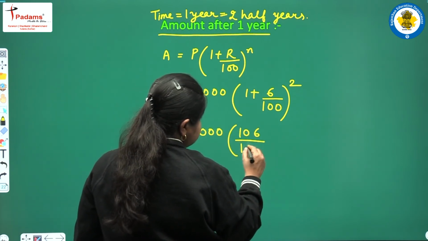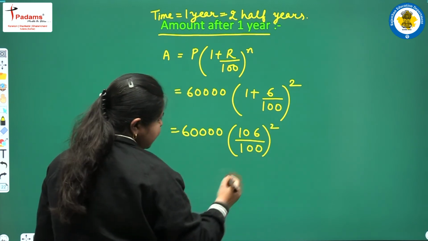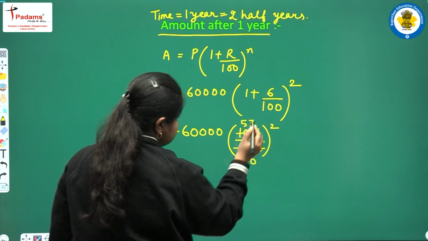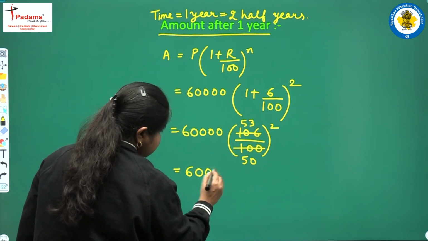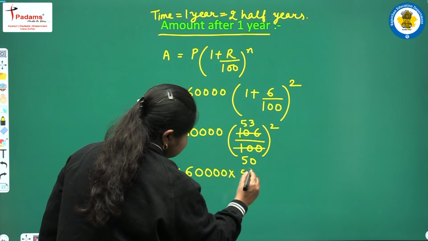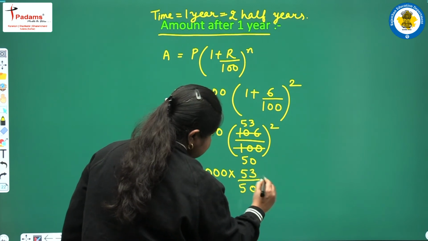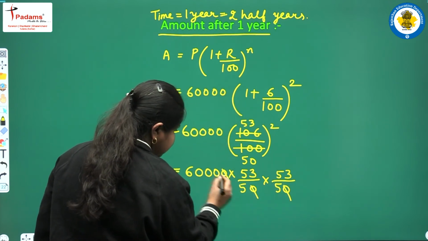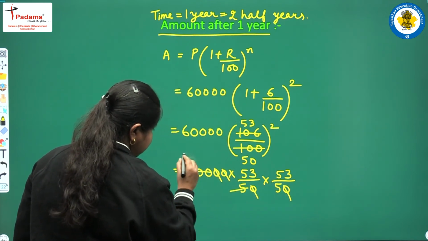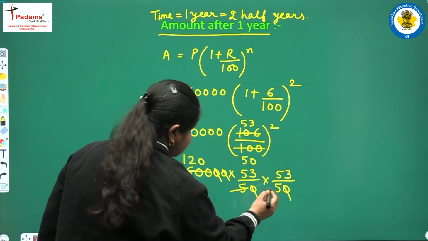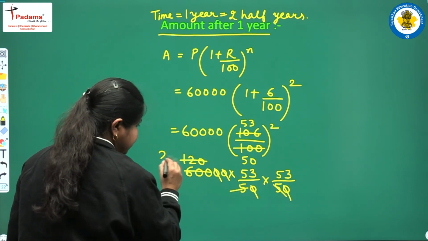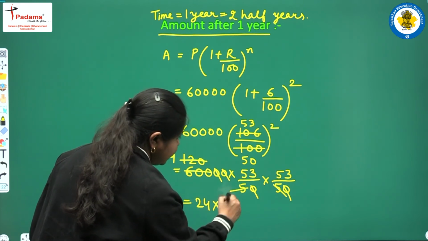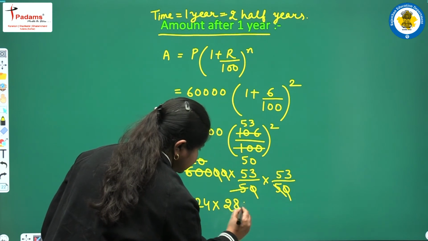10^6 upon 100 power 2. We can divide by 2, 50 times. Here we will have 53. This will give us 60,000 into 53 upon 50 into 53 upon 50. ये ज़ीरो कैंसिल, ये ज़ीरो कैंसिल. 5 से हम डिवाइड कर सकते हैं 120 टाइम्स. Then 5 2s are 10, 4s are 20. This will be 24 into 53 square which is 2809.